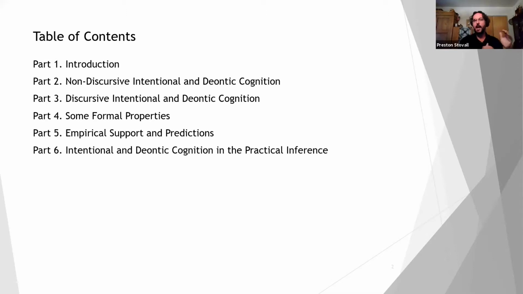Beginning in part 6, though, I'm going to look at some issues that I'm less confident about, and that's sort of work in progress. So first, I'm going to look at the relationship between intentional and deontic cognition in practical reasoning. I'm then going to draw a contrast between proof theory and model theory, because everything I'm going to be doing up to this point is in terms of model theory, and I think it's important to think about proof theory.